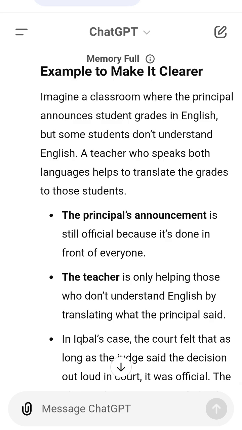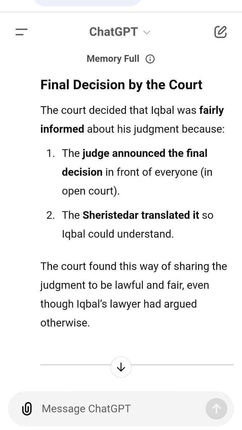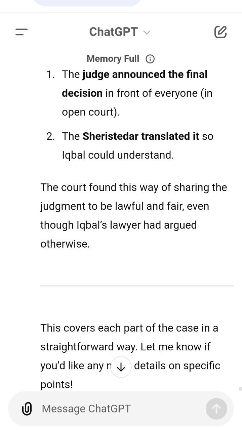Final decision by the court. The court decided that Iqbal was fairly informed about his judgment because 1. The judge announced the final decision in front of everyone in open court. 2. The Sheristadar translated it so Iqbal could understand. The court found this way of sharing the judgment to be lawful and fair, even though Iqbal's lawyer had argued otherwise. This covers each part of the case in a straightforward way.